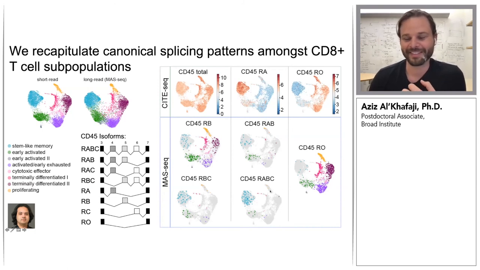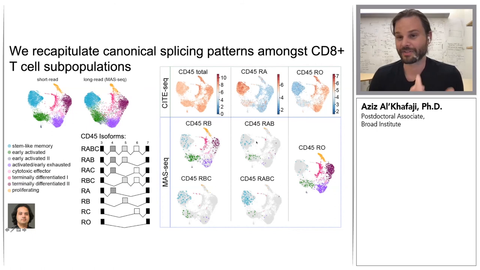So now to go over the MAS-seq analysis, we see that MAS-seq recapitulates the CITE-seq findings. However, MAS-seq has greater isoform specific resolution. So we see that we again recapitulate the CD45RO expression pattern, being mostly on the right side of this UMAP toward the more differentiated side. CD45RA, again, a similar pattern where it's present more in the undifferentiated stem-like subpopulations. But here we're actually able to differentiate between CD45RAB and RABC, which certainly have different subpopulation presence in our data.